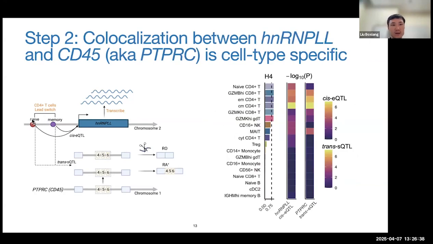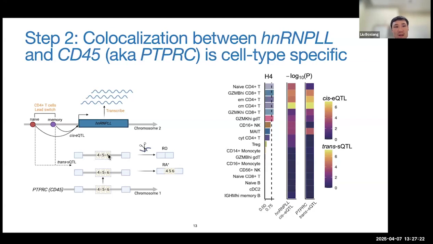We did a further analysis on these two variants. It turns out that not only are they cis-acting for HNRNPLL, they're also trans-splice QTLs for this gene called PTPRC. So in the hematology world, it is also called CD45. So this CD45 gene is a multi-exonic gene that's quite important for T cell development. So there are two well-known isoforms. One is called the RO isoform, and the other one is called the RA plus isoform. So the RO isoform does not include exons 4, 5, and 6, and the RA isoform includes these three exons.